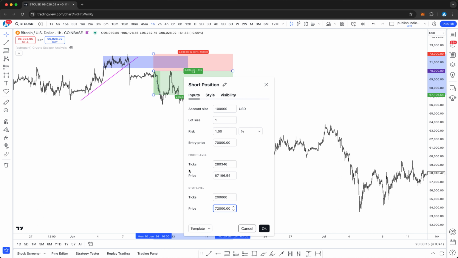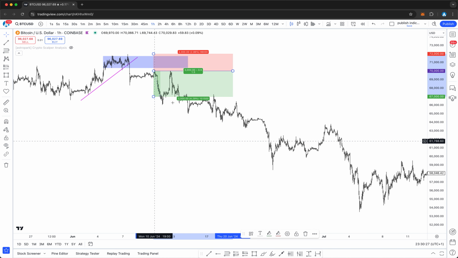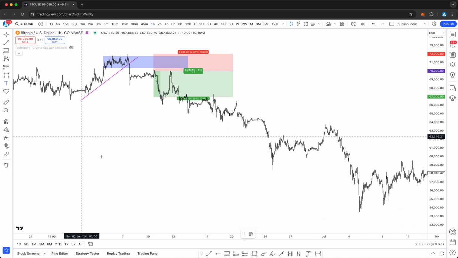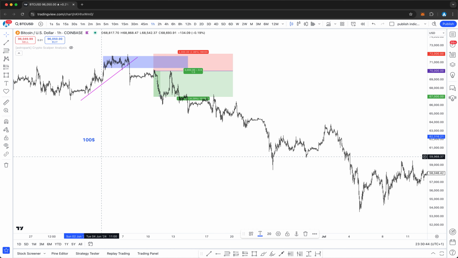Okay, and my take profit is at 67k. Okay, suppose something like this. So if I can only accept to lose $100, what will be my position size? Let's calculate it together. So I can accept to lose $100.